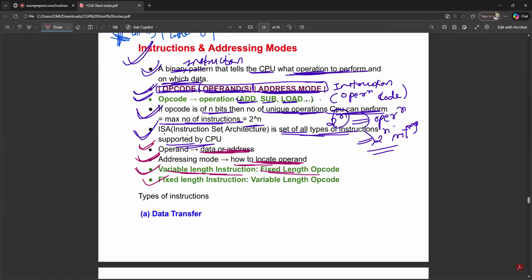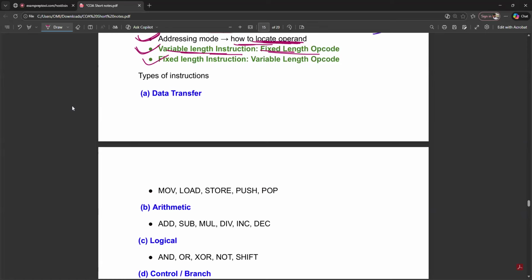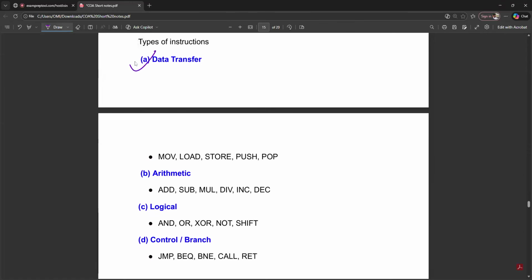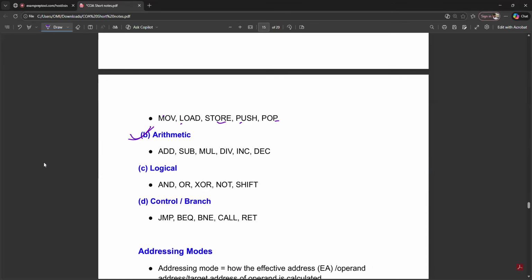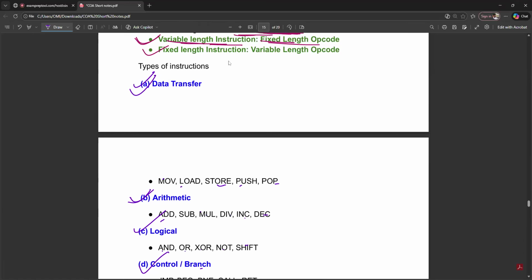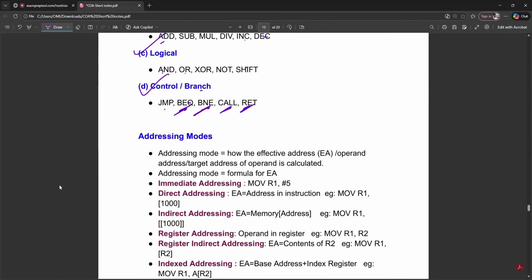Okay. So here there are different types of instructions. The first one is data transfer: move, load, store, push, and pop. Another is arithmetic: add, subtract, multiply, divide, increment, decrement. Logical is AND, OR, XOR, NOT, and shift. Control and branch: jump, branch if equal, branch if not equal, call, and return. So these are the different instructions. It's just a type of instruction. There can be many more.